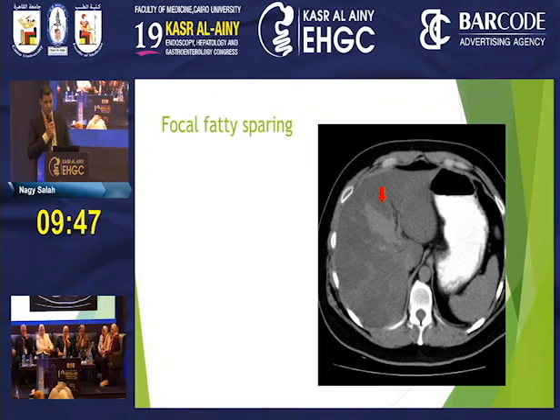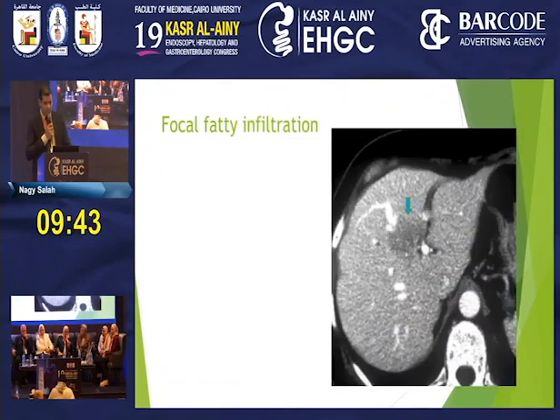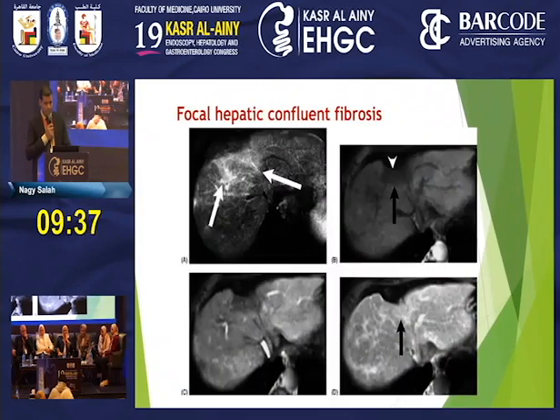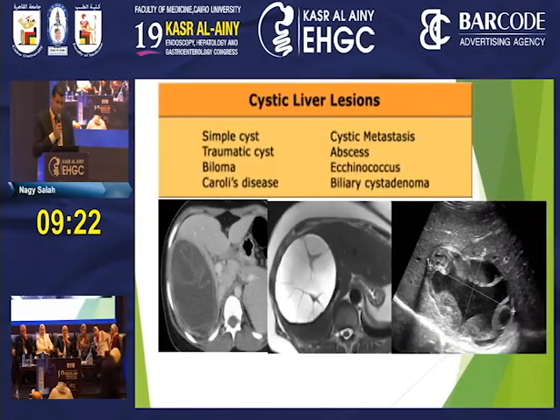Here is a case of focal fatty sparing in fatty liver. Focal fatty infiltration mostly takes the medial segment of the right lobe. Focal hepatic confluent fibrosis: the most demarcating sign is capsular retraction with a hypovascular area at the periphery of the liver.